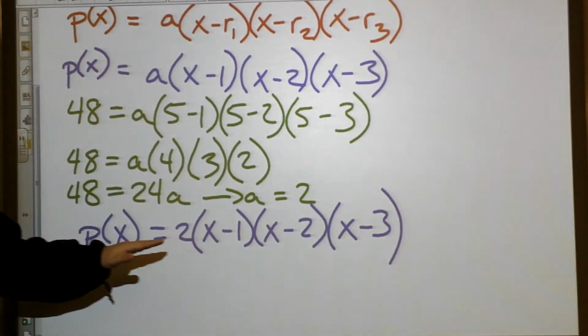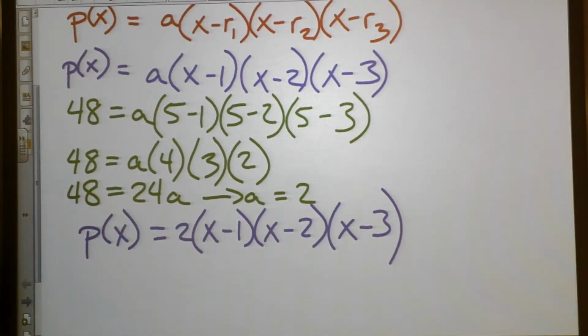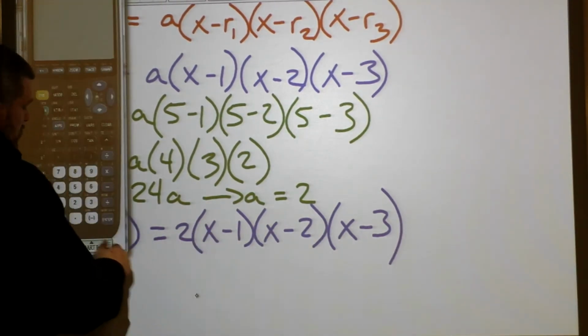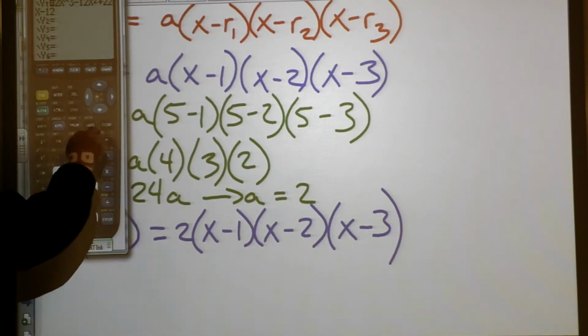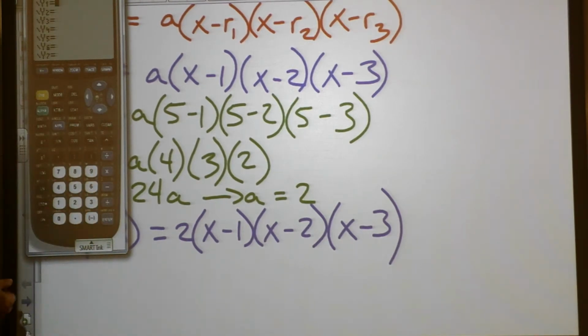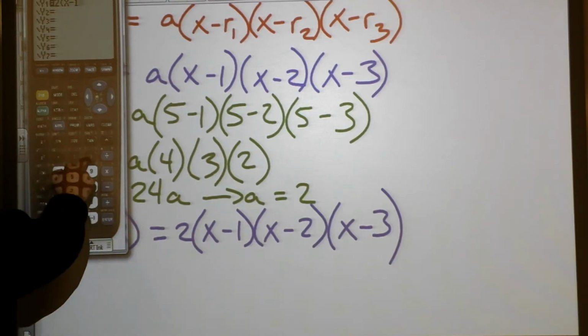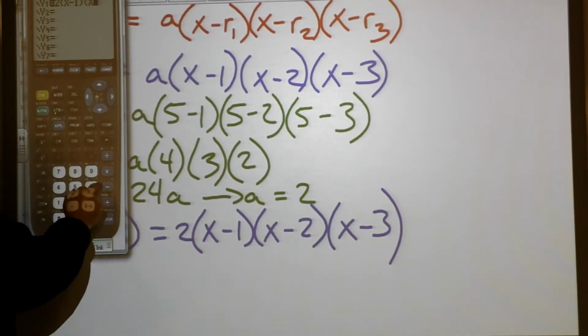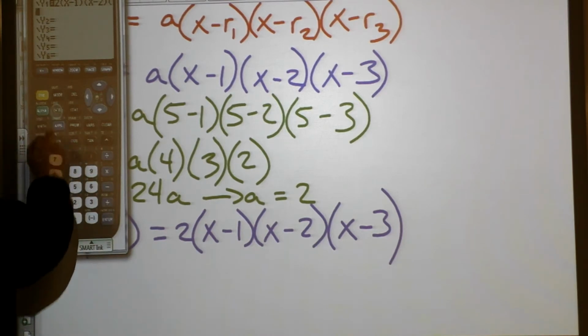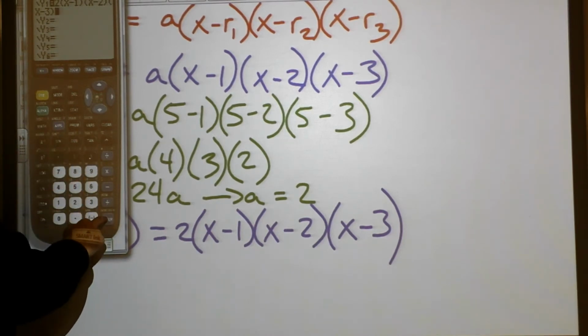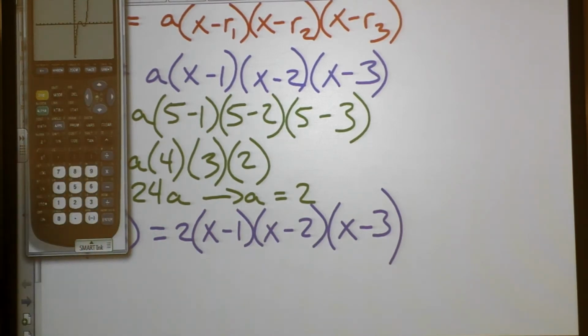Now, we can verify that we have the right graph by actually putting this in our calculator. So what I'm going to do is go to y equals. If there's anything else in there, I'm just going to clear it out. I'm just going to type it in exactly the way it looks. So 2 times x minus 1 times x minus 2 times x minus 3. Okay, graph it. I can see what it looks like.